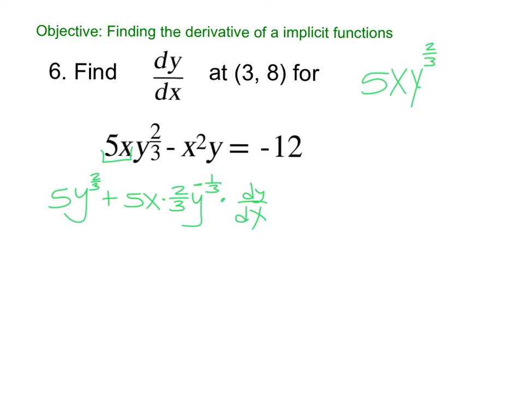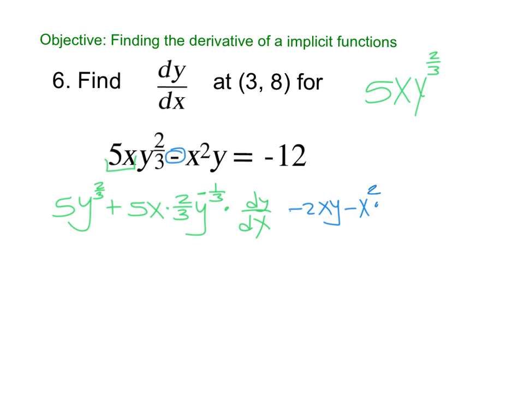Whew. All right, so now we're doing the second one. Be careful with this negative. That messes a lot of kids up. So think of it as negative x squared. So negative 2xy minus x squared dy dx. That is not a plus, it is a minus because think of it as a negative x squared equals 0.